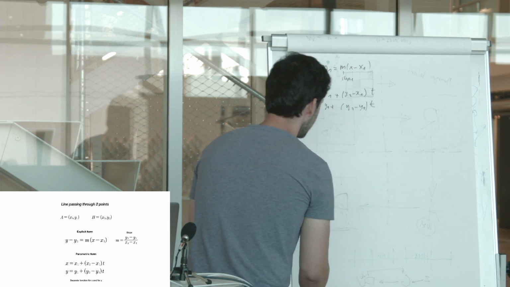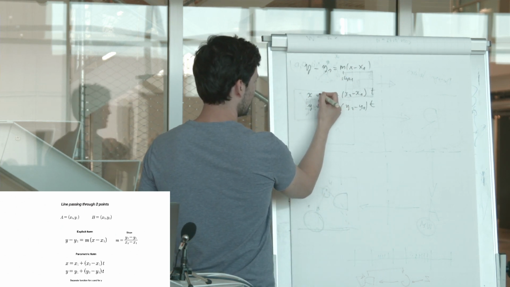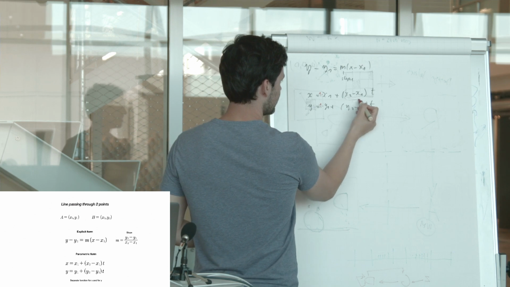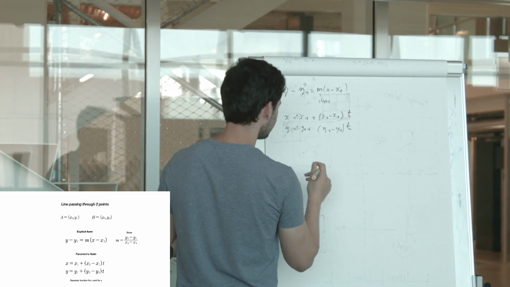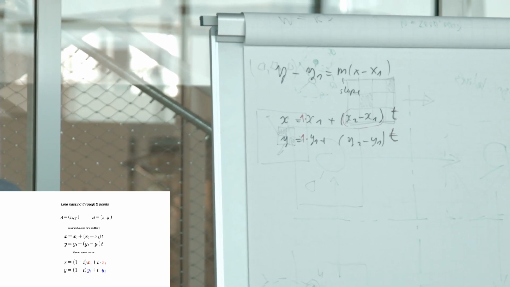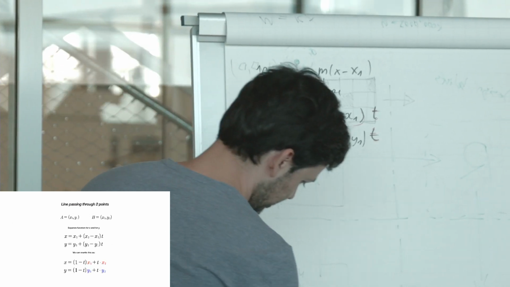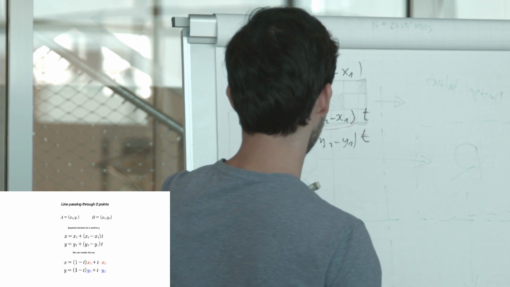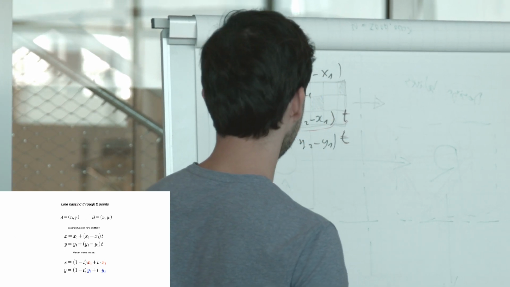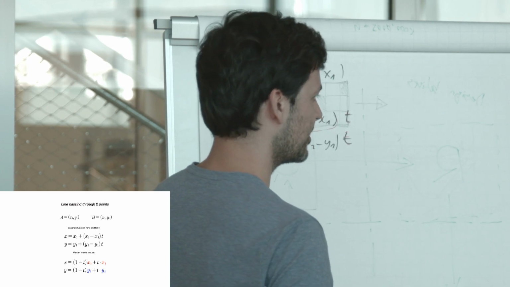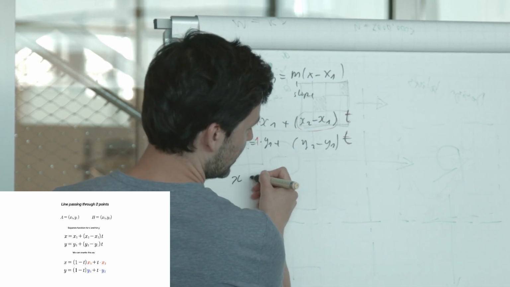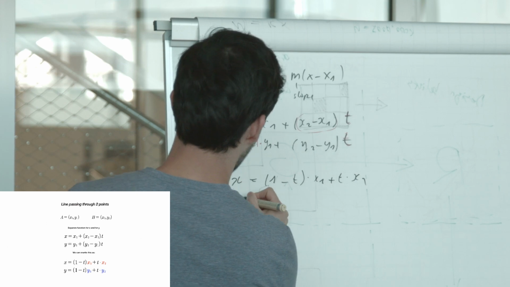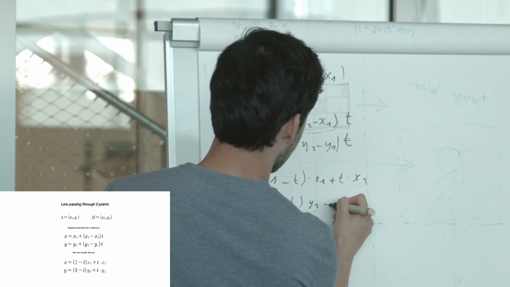So as you can see here, we multiply x1 with 1, so to say, and we multiply this other thing by t. Let's go one step further. We can rewrite this equation to make it simpler, to get the one on the bottom. It's a simple algebraic manipulation. You can get this: x equals (1 minus t) times x1 plus t times x2, and y equals (1 minus t) times y1 plus t times y2.